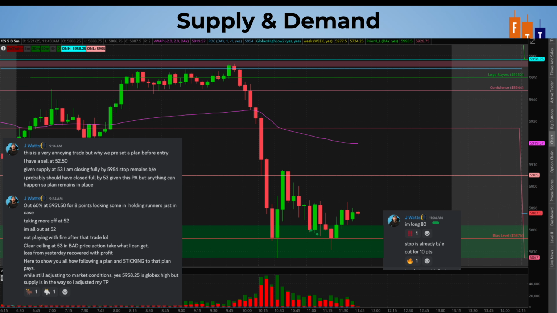We backtested the demand zone, and then we pushed up very fast, and I was out for 10 points pretty quick. That's trading the demand zone. I had this bias level at 76 on my chart. So I was long at 80, stop at 76.